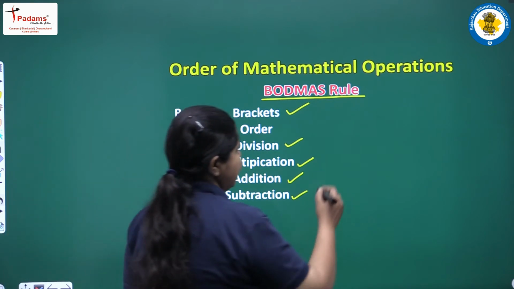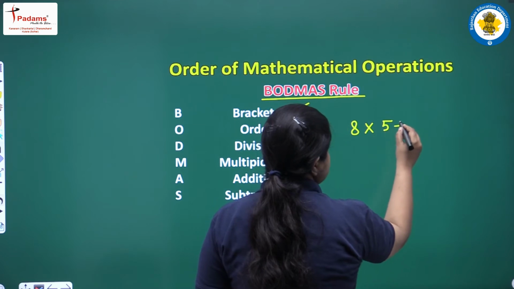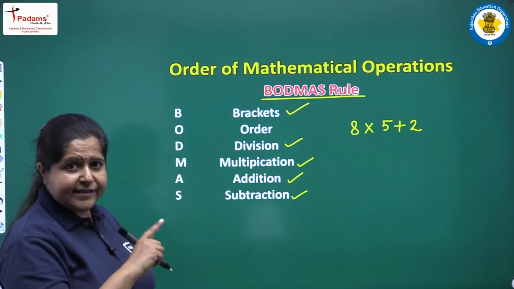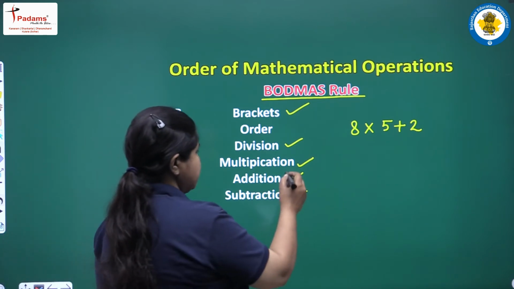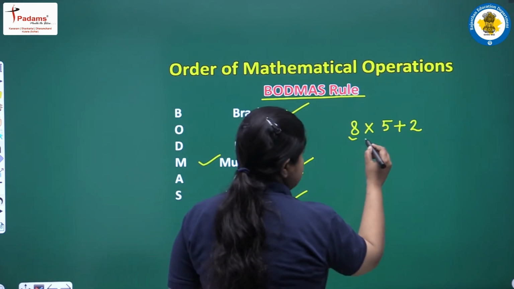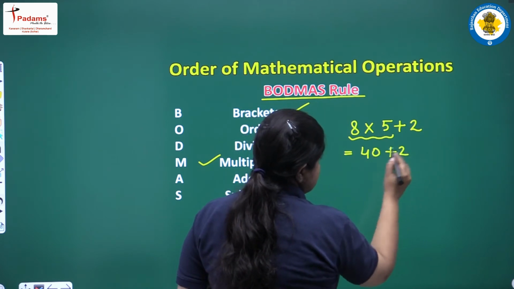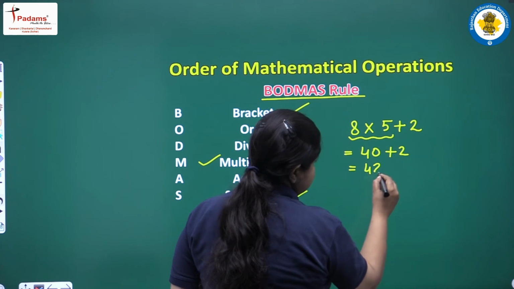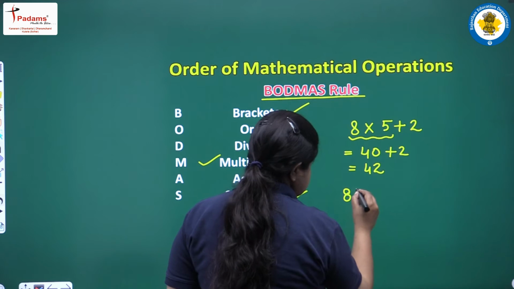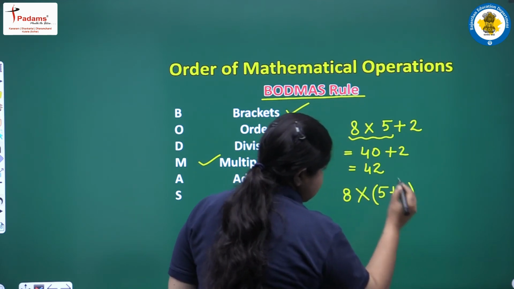For example, if we have a question 8 into 5 plus 2, here first we will multiply. There is no bracket here, so first we will multiply. You can see multiplication is coming ahead of addition. So first we will multiply. This will give us 40 and plus 2, now 42.